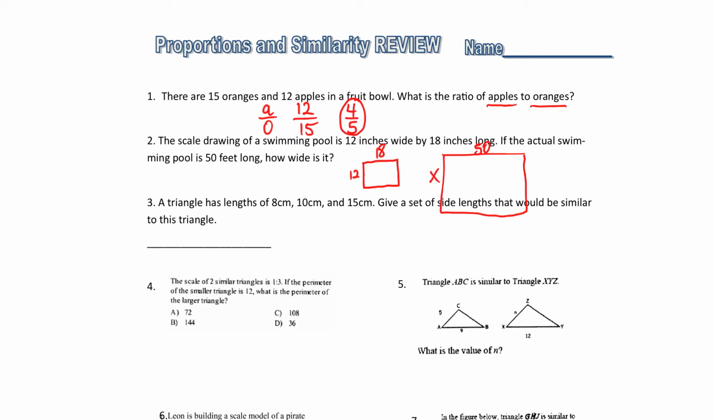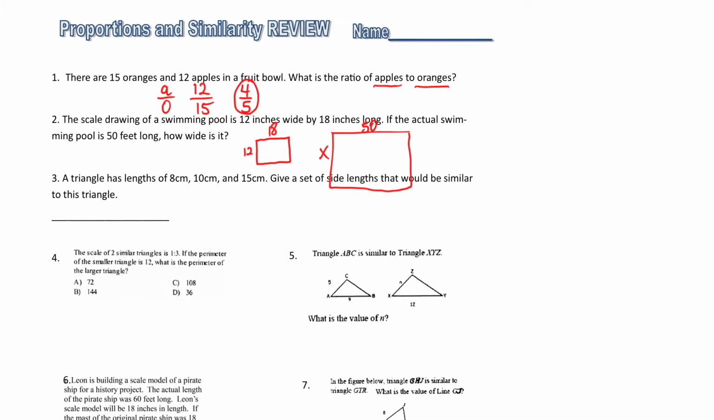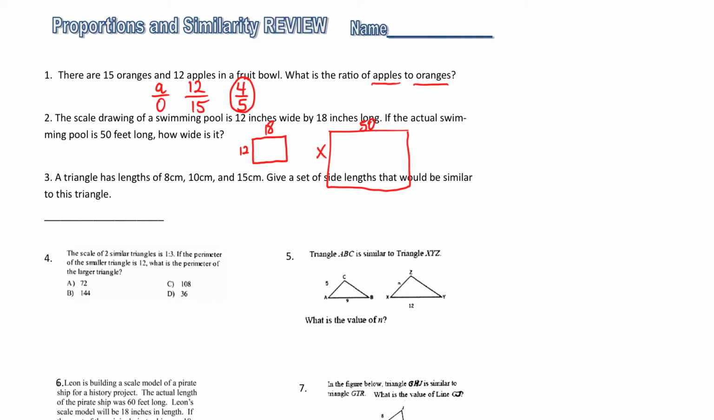Oh, so don't you put 50 over 18 and x over 12? Yep, that's one way. I'm going to write it like this. 18 is to 50 as 12 is to x, which is the exact same thing as what you said. And so then we just cross multiply and solve for x. So we get 600 equals 18x.